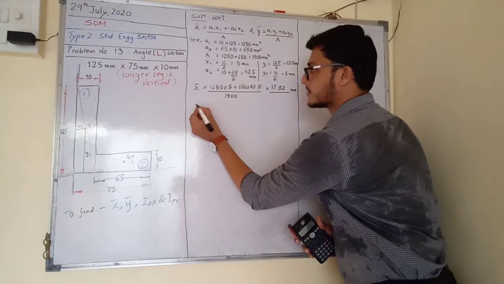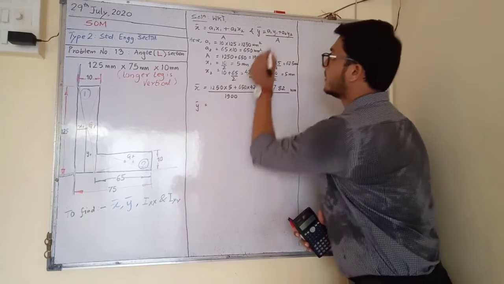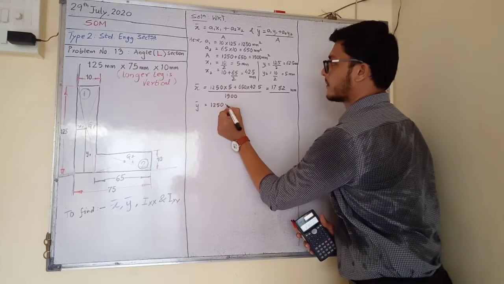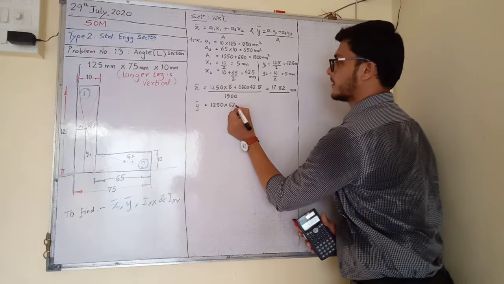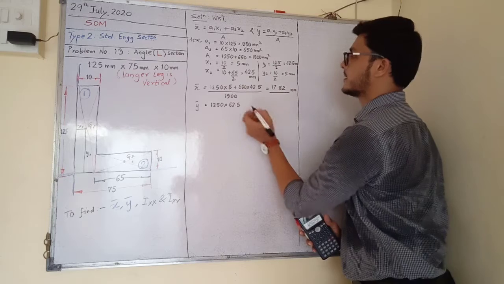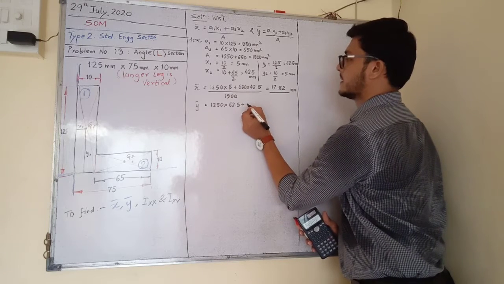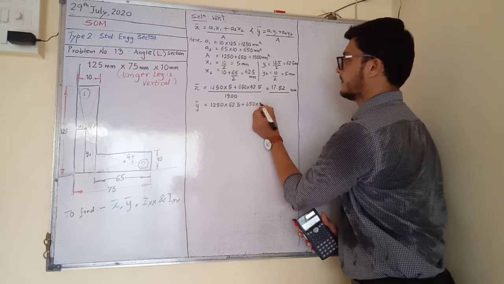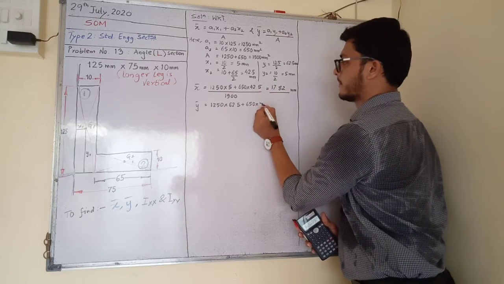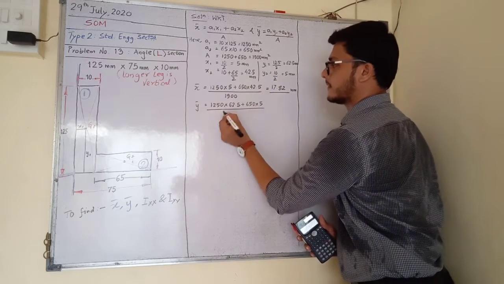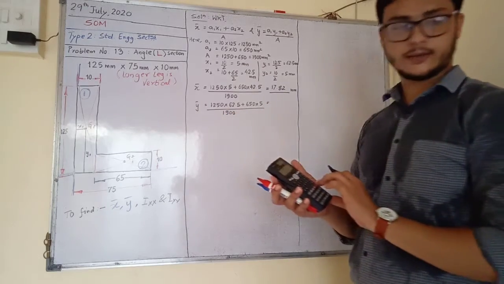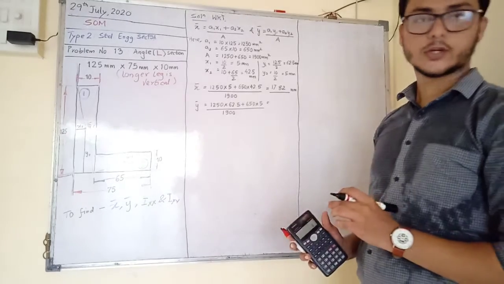Now y bar. I will substitute the values in this formula. A1 is the same 1250, y1 is 62.5, plus A2 is 650 same, y2 is 5, divided by total area, which will be the same 1900. On calculating this, we'll get the value as 42.83.